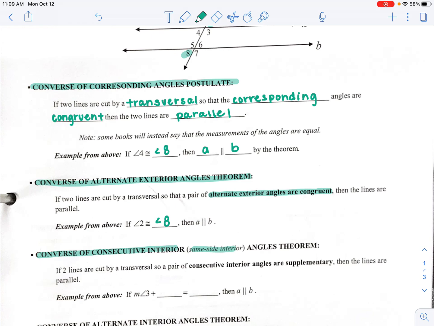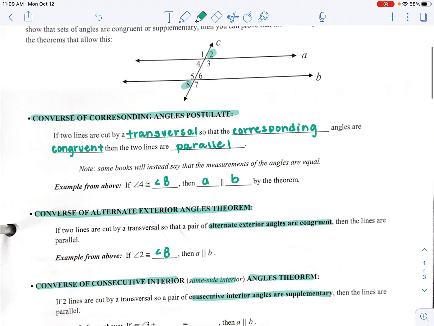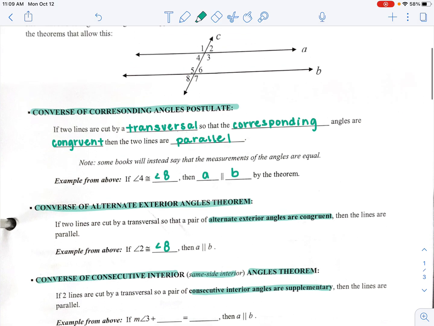Converse of consecutive interior angles, or you can say same side, that's why I say the converse of same side interior angles theorem. It says if consecutive interior angles are supplementary, then their lines are parallel. So it tells us angle 3 in this problem. So here's angle 3. You're looking for its same side interior angle.